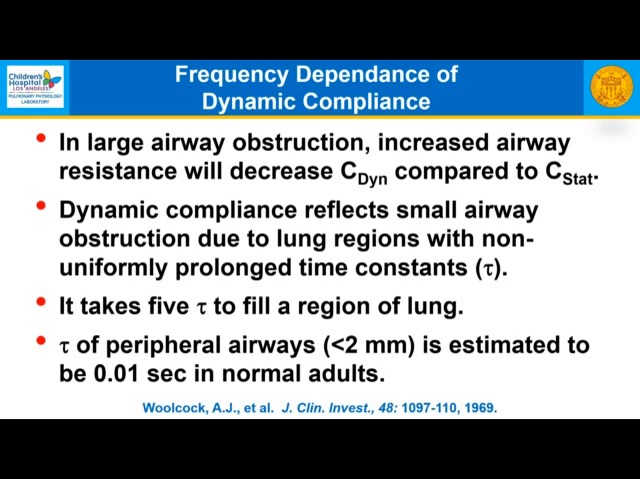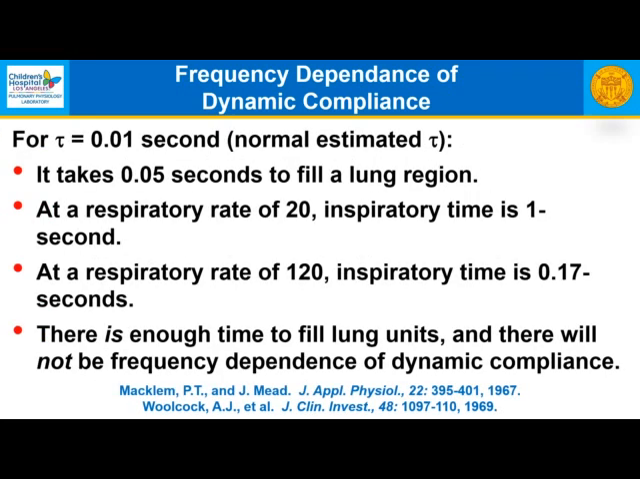Okay, it takes 5 time constants to fill a region of lung. So the time constant of peripheral airways, that is less than 2 millimeters, is estimated to be about 0.01 seconds in normal adults. So for a time constant of 0.01 seconds, it takes 5 time constants, so 0.05 seconds, to fill a lung region. At a respiratory rate of 20, inspiratory time is 1 second, so there's plenty of time.